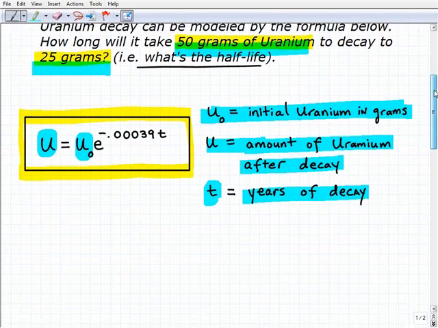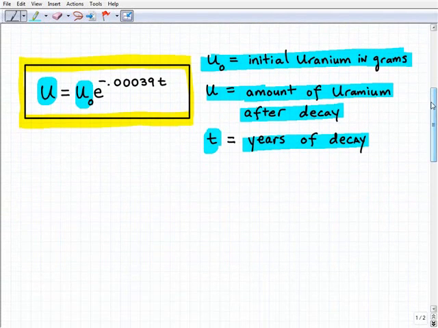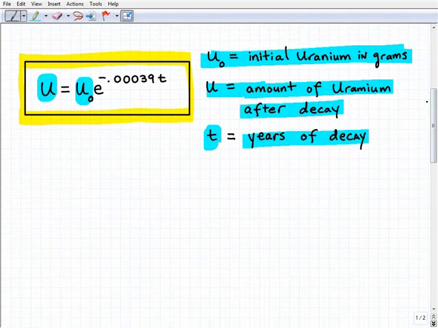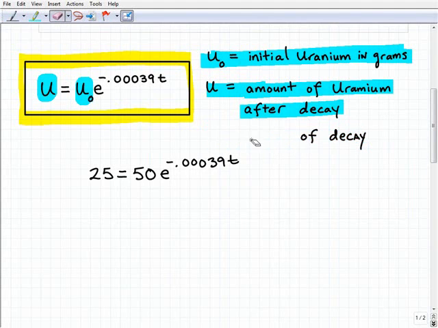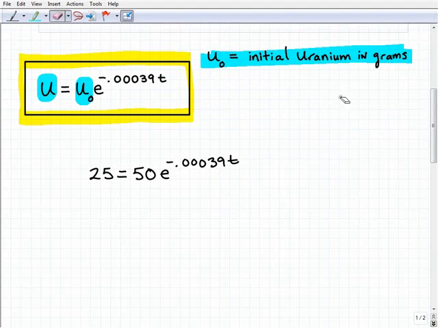So let's go ahead and set that up. If you haven't tried this problem, I would suggest you pause the video and plug in the values as you see them. So we have 25 as U. We start off with 50 grams, and 25 grams is what we end up with. 50 times e to the negative 0.00039 t. Let me erase this so we don't have any confusion.